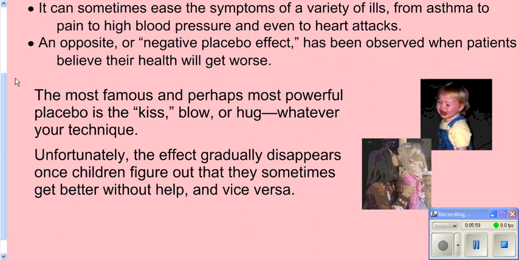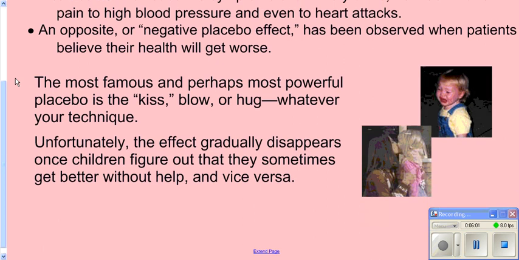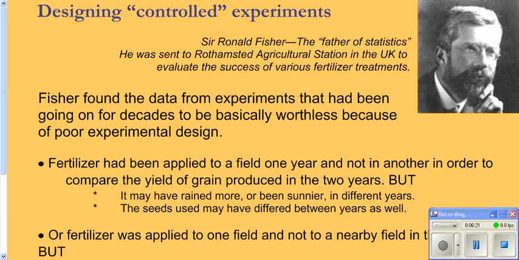Now, one of the famous ideas of placebo effects is when a kid gets hurt and you give them a hug or blow them a kiss or something like that to try to help calm them down. And while once kids get old enough, they realize that that doesn't really do anything, that would be an example of a placebo effect.